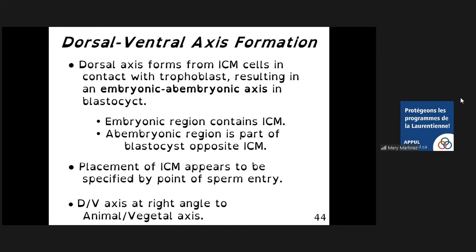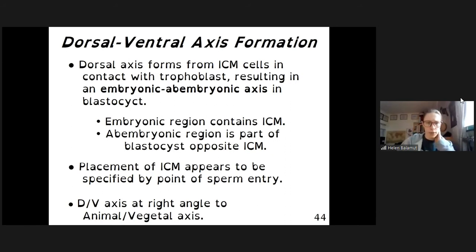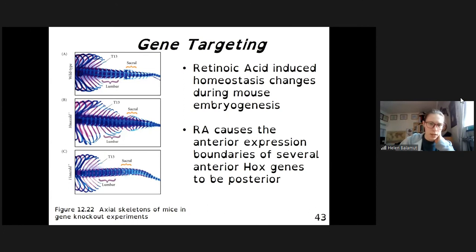For the dorsal ventral axis formation. Yes. Ellen, you have a question? Yeah, about the C. I don't understand the exact difference between C and the wild type. Like, I understand that the gene was knocked out, but I can't spot the differences.